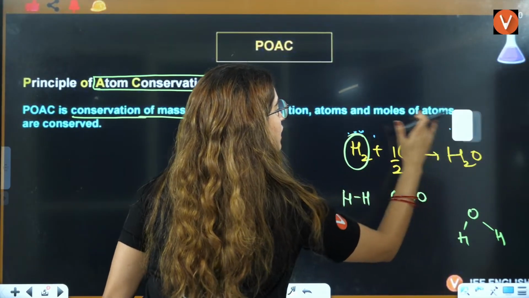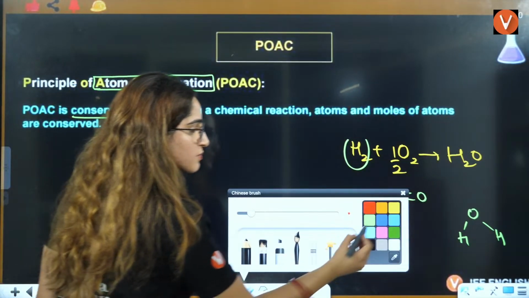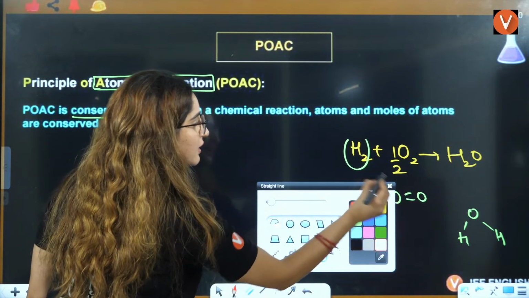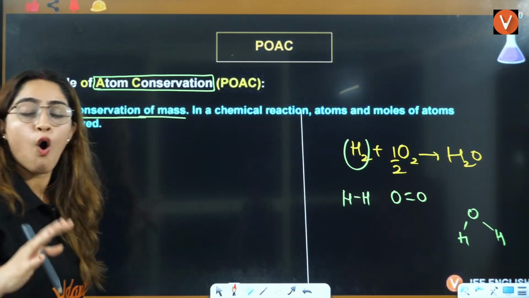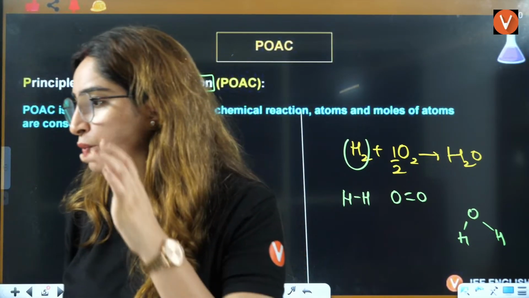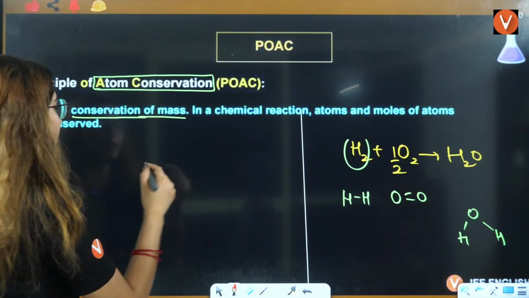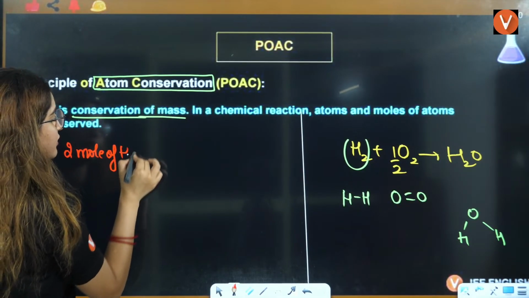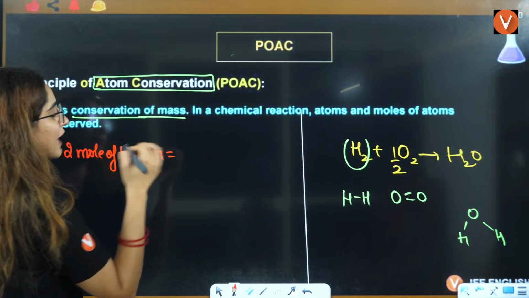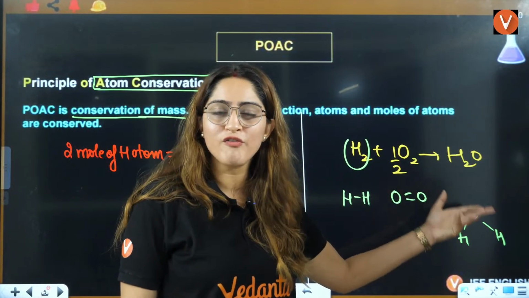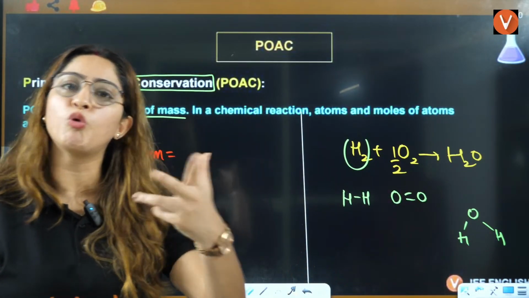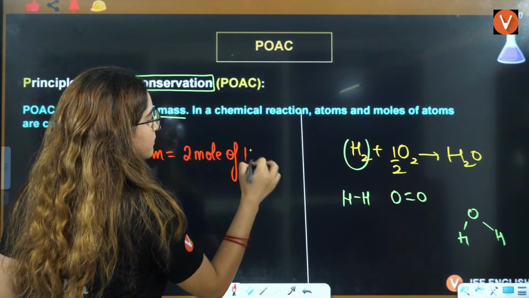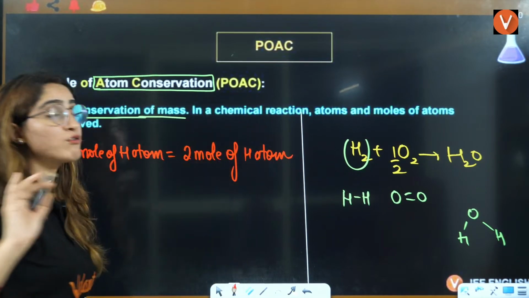Let's write it, okay? In terms of moles of atoms, how can you write it? Can you see that on the left side and right side what we can write here? On the left side it is 2 moles of hydrogen atoms. On the right side, what do you have? 2 moles of hydrogen atoms. So you can say 2 moles of hydrogen atoms. That means, can I say hydrogen atom is conserved?